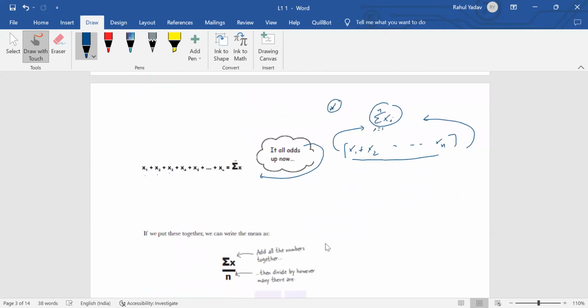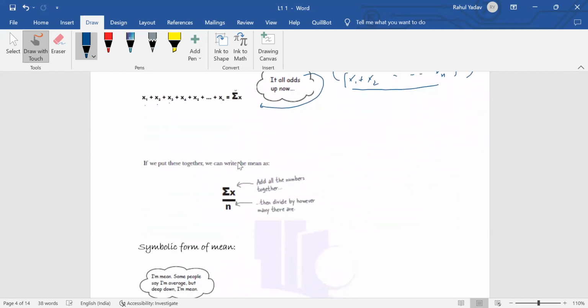Now let's take up something like this. In general format, we defined x1 plus x2 plus so on up to xn, divided by n, as the mean. In the shorthand form, this can be written as summation x divided by n, where summation x means add all the numbers together, then divide by however many there are. So we define the mean as summation xi divided by n.